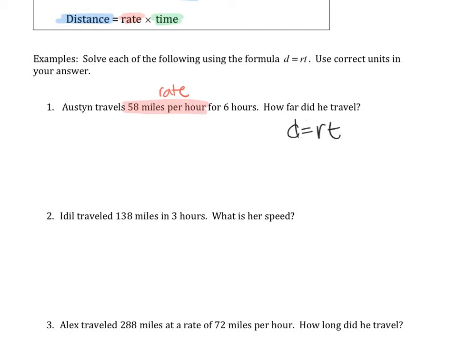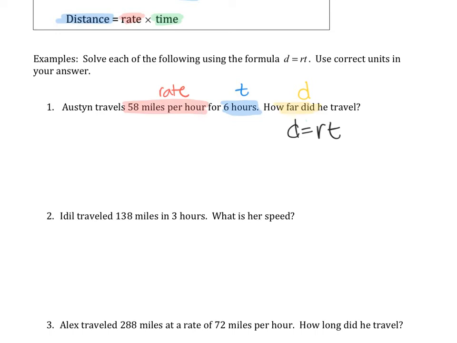6 hours is a time. We know that right off the bat. If he's driving for 6 hours, then that's how long he is driving, and that is the time. So that is going to be plugged in for T. When it asks how far did he travel, then what we're actually looking for when it says how far is the D. We're looking for the distance.